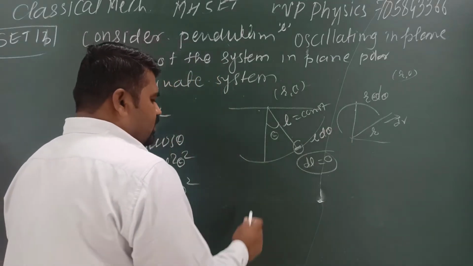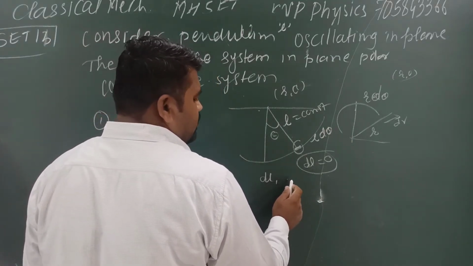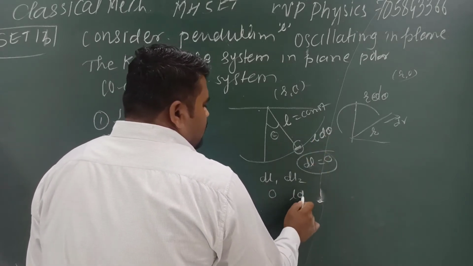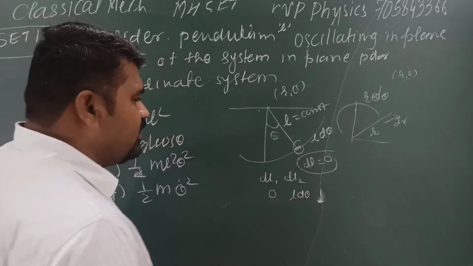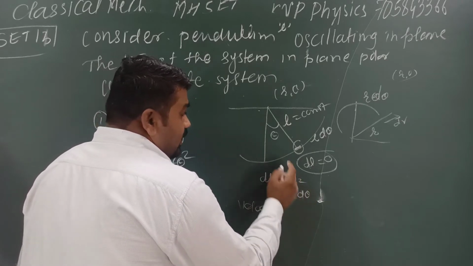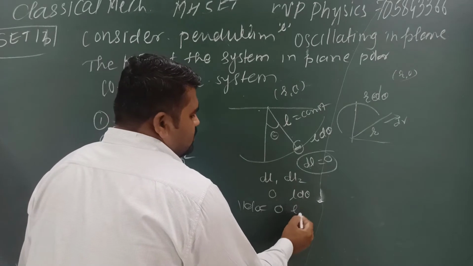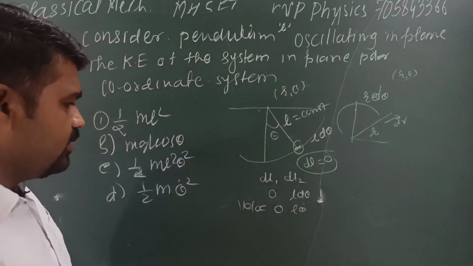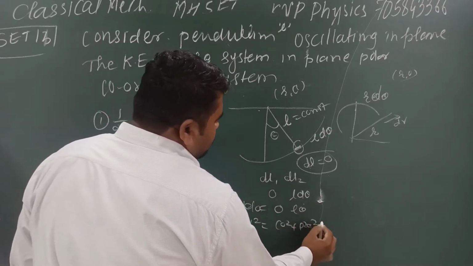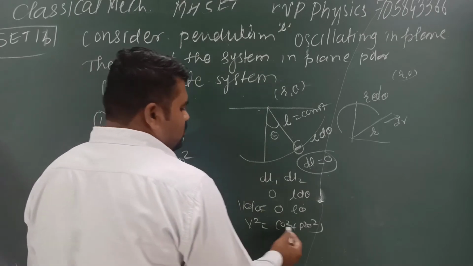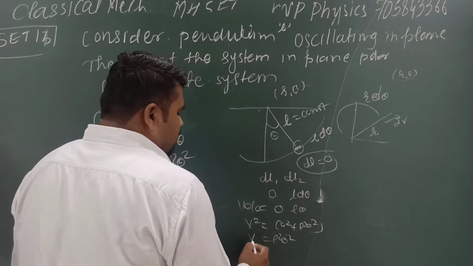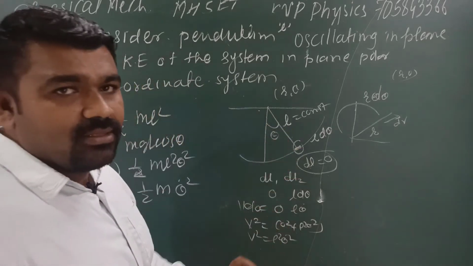Okay. Now we can take the two length elements. First length element dl1, second length element dl2. But dl1 value is 0. dl2 value is L d theta. This one is a length element. Then what is the velocity element? This velocity is 0, since L is constant in that direction. Only theta is variable, and this is L theta dot. Okay. Resultant velocity v square is equal to 0 square plus L square theta dot square, which means simply L square theta dot square. This is the resultant velocity on this bob. Got it?